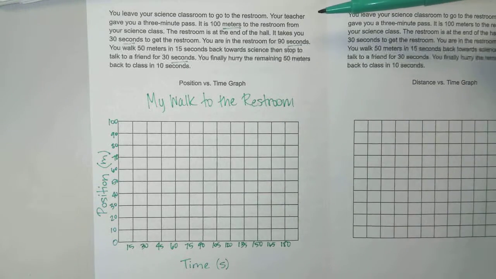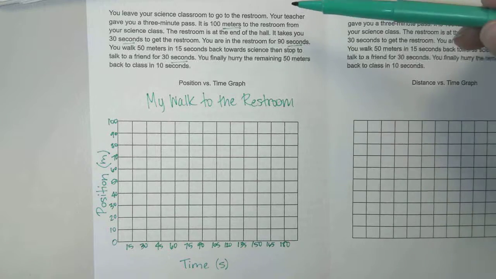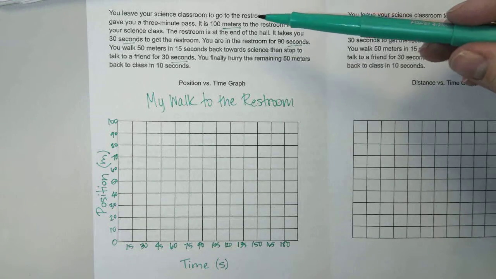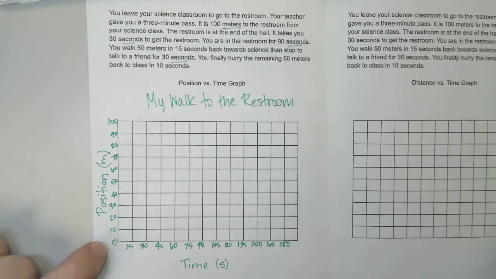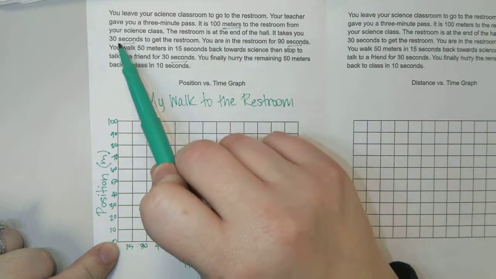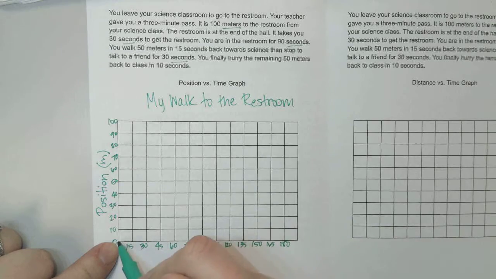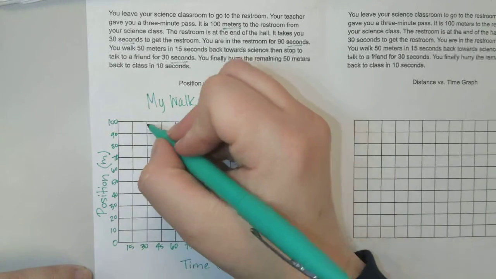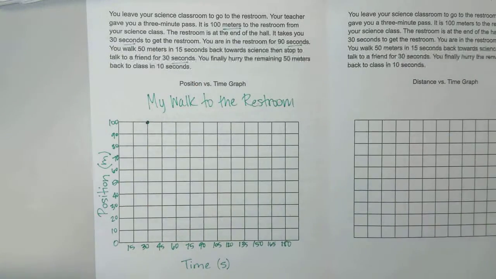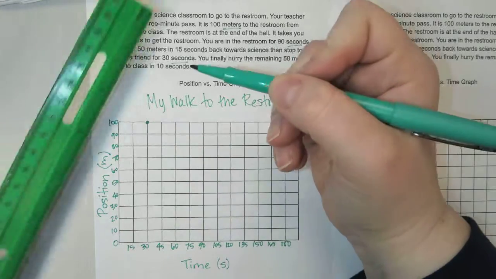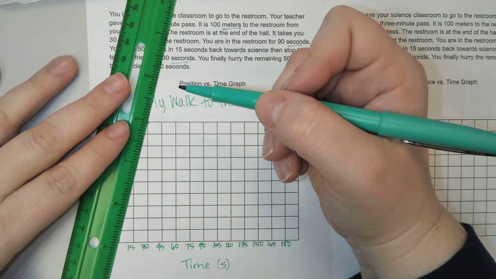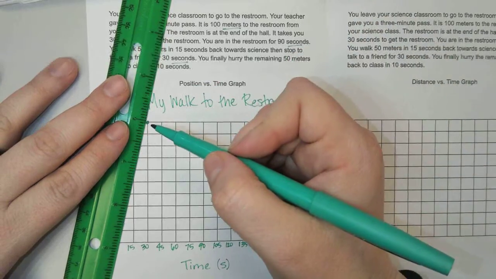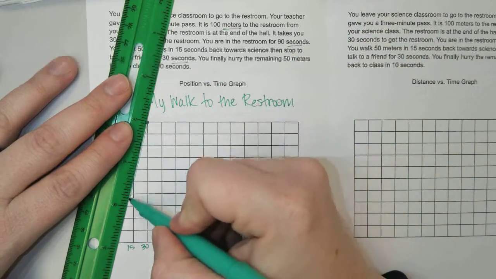So now we need to read through the story and start plotting on our graph. The first thing it says is that we know the restroom is 100 meters from science class. So our reference point, our 0, is where we're starting, which is our science class. It says that it takes us 30 seconds to get to the restroom. So I'm going to go over 30 seconds, and that's how long it took me to get 100 meters. So the first point is going to be at 30 seconds, 100 meters. I want to draw a straight line to connect these 2 points. Okay, you do want to use a ruler or else your line is not going to come out very straight.